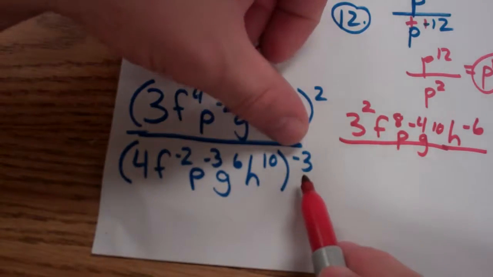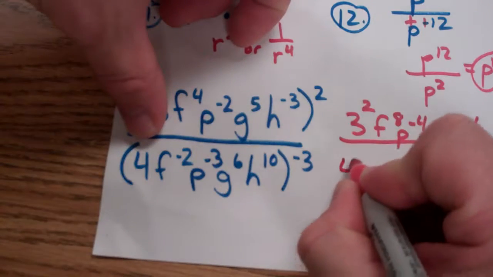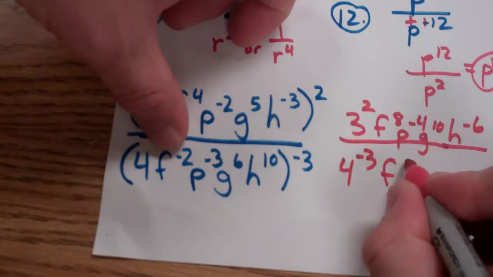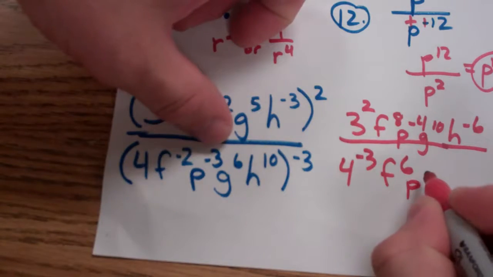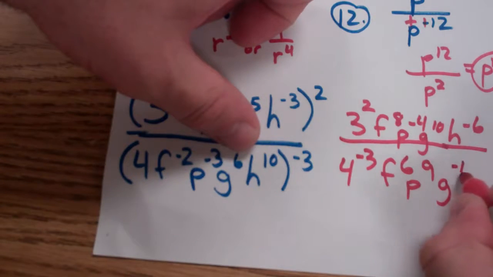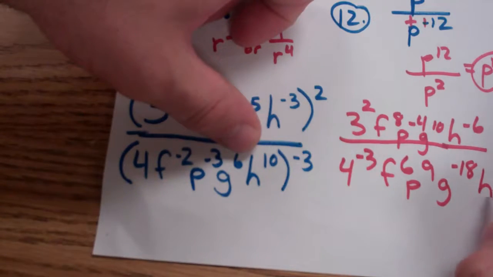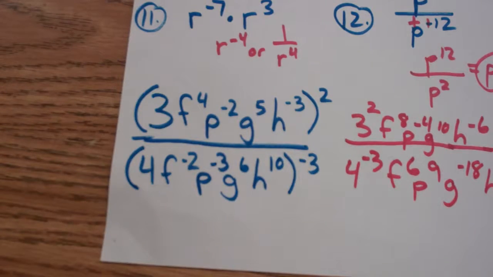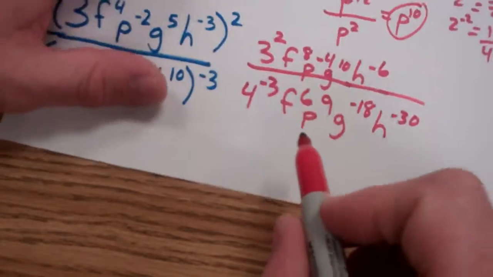On the bottom, I'm taking a negative third power to all these things. So that'd be 4 to the negative third, f to the positive 6th, p to the positive 9th, g to the negative 18th, h to the negative 30th. Now I'd probably take a second and I would move these all to the proper side.